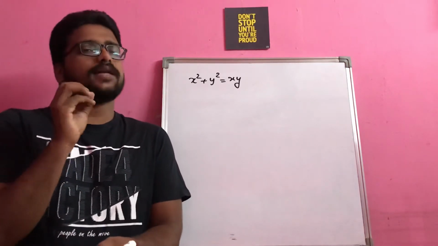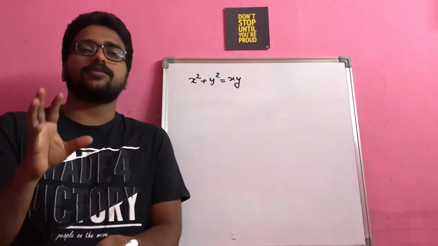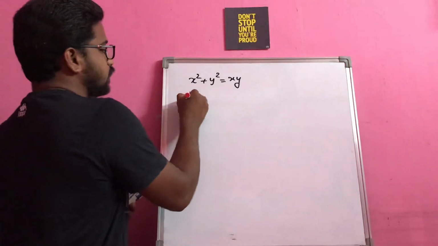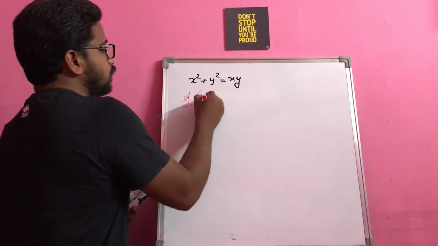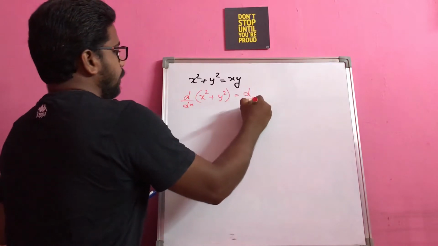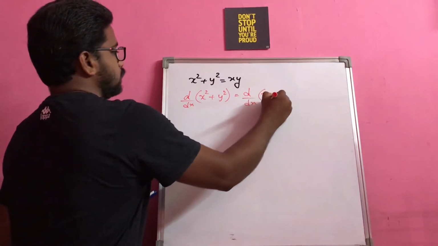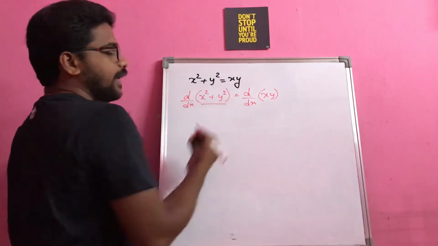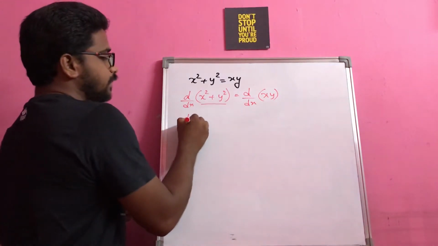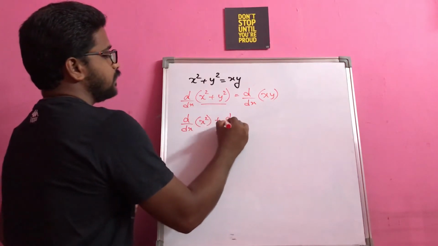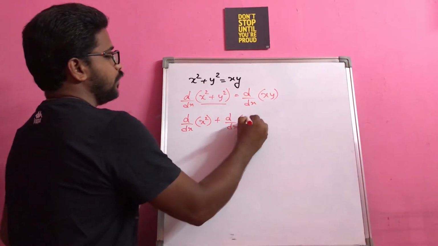You just have to get the dy by dx. To get the dy by dx, what do you have to do? You have to apply the differentiation with respect to x on both sides, like this, right? Now what you can see here, you are having addition. So you can just split the differentiation: dy by dx of x square plus dy by dx of y square.